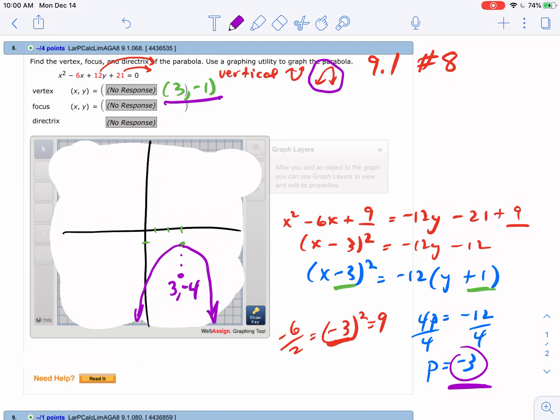Because I went down 3 for the focus, that means I'm going to go up 3 for the directrix, and you have this imaginary line at y equals positive 2. So 3, negative 4 for the focus, y equals 2 for the directrix.